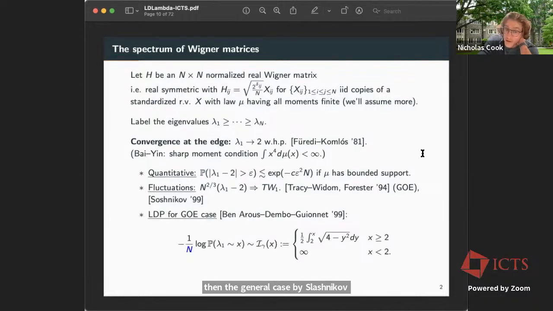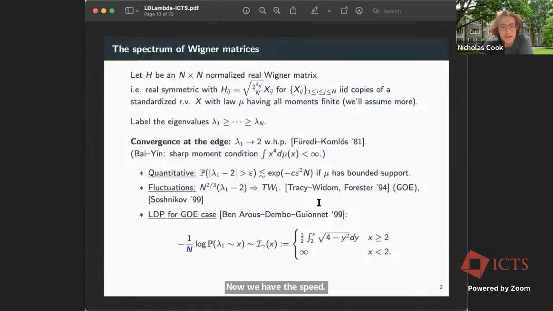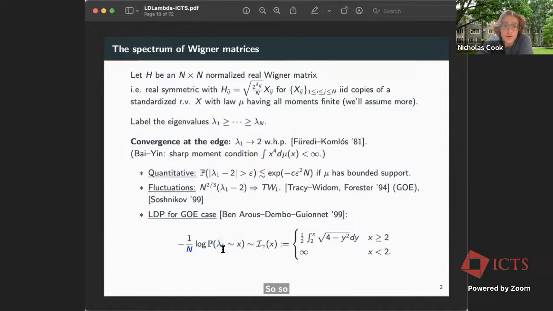And then we also have an LDP for the GOE case by Ben Arous, Dembo, and Guionnet. Now we have the speed n. So here we're looking at large deviations at the scale of the bulk. So lambda one's going to two, and then we consider arbitrary fixed x, and we have a rate function with this neat formula.